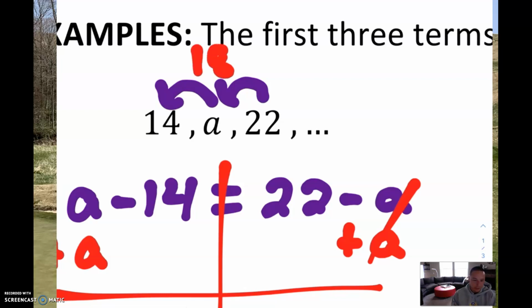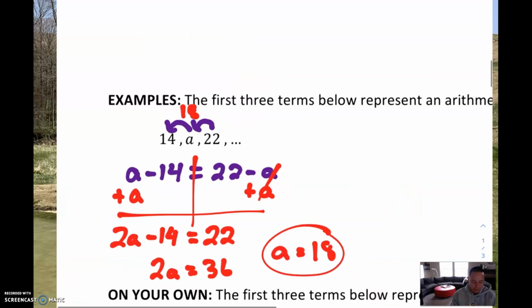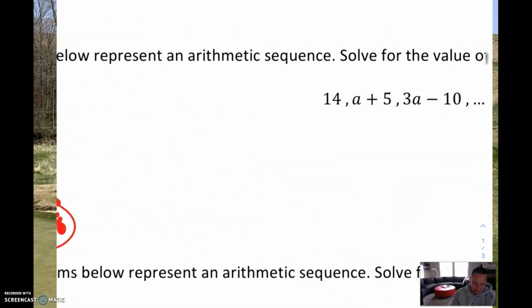You can always double check your work. To get from 14 to 18, it's a common difference of 4. And from 18 to 22, common difference of 4. So it does work out, and it is arithmetic.